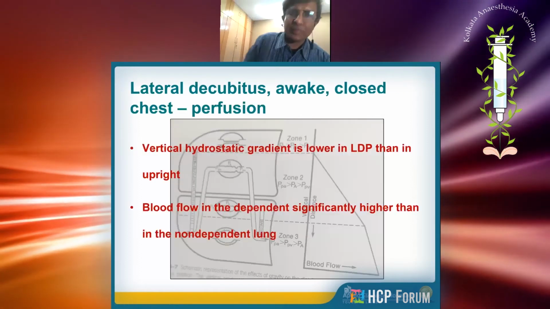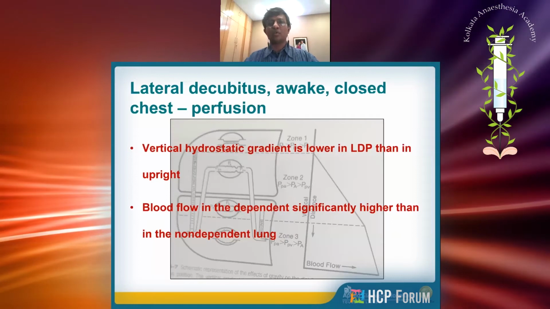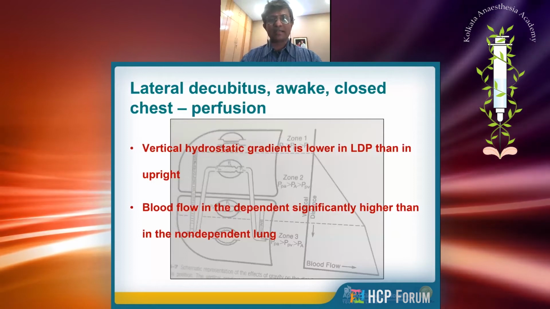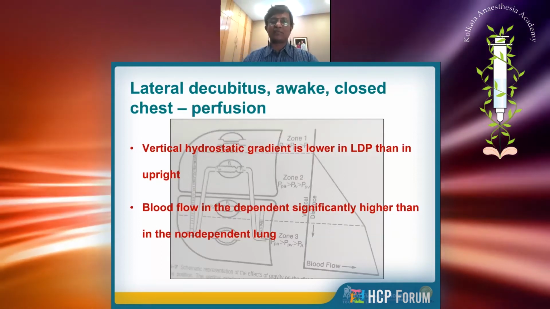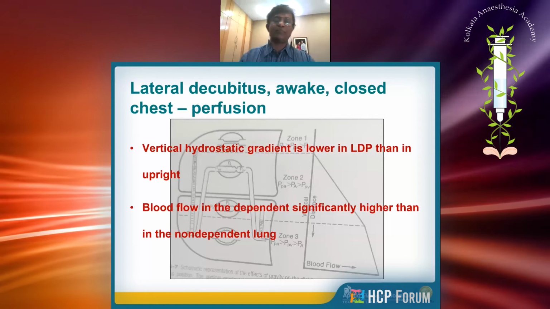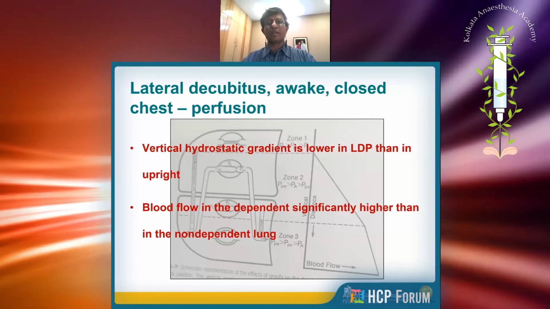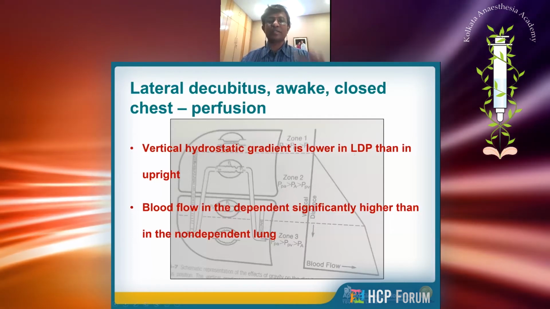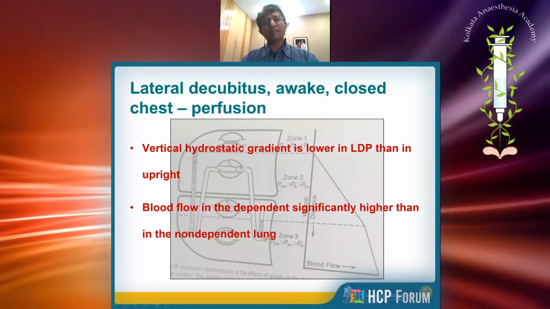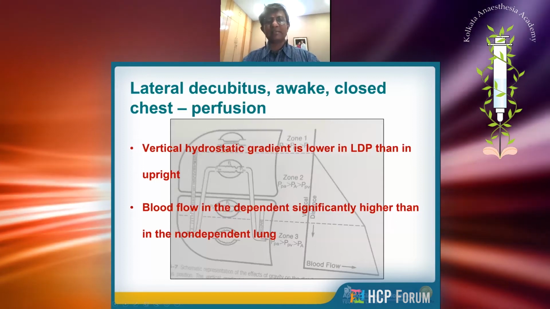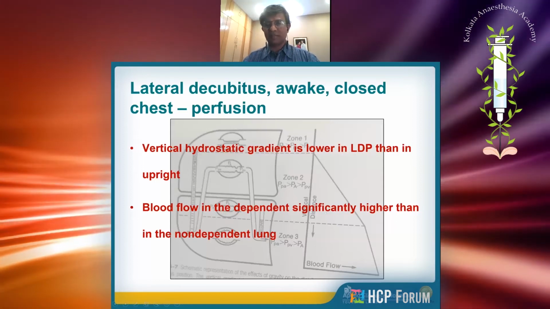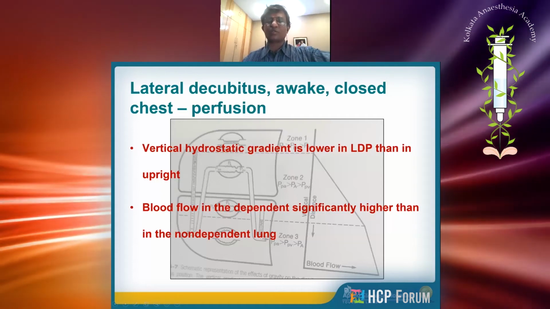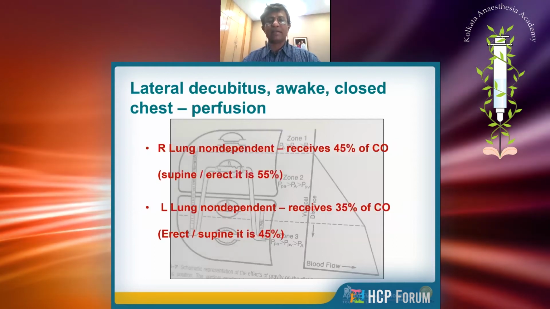So in the lateral decubitus position, awake, closed chest, what happens to perfusion? This is non-anesthetized. Just if you turn yourself on your bed to right or left lateral decubitus, what happens? The vertical hydrostatic gradient is lower in the lateral decubitus position than in the upright position. But we realize that blood flow in the dependent lung is significantly higher than in the non-dependent lung, just as it would happen with the changes in dependency.